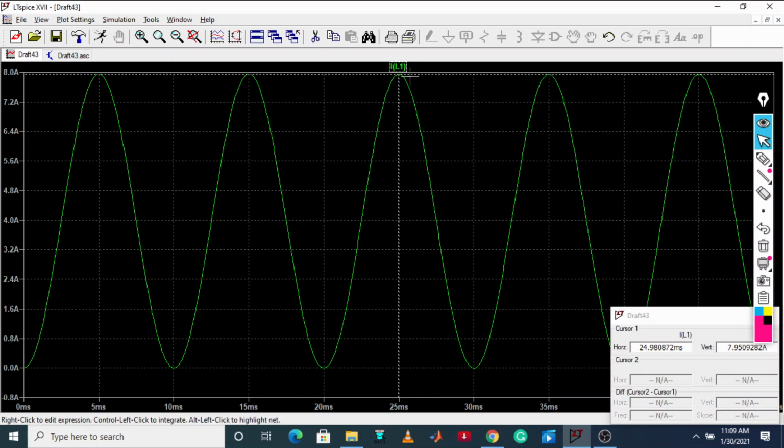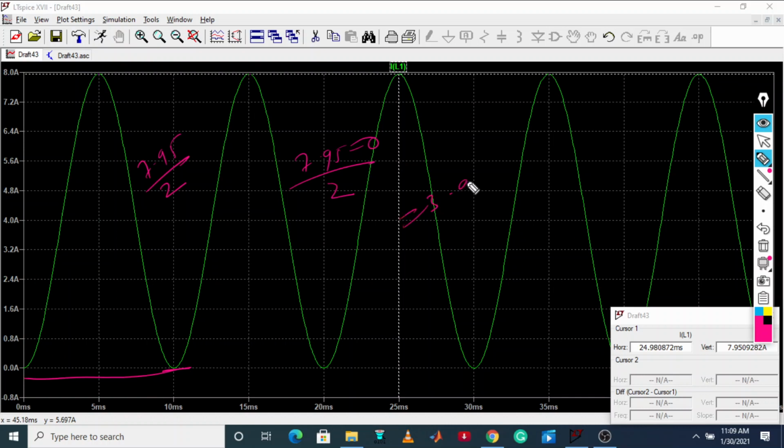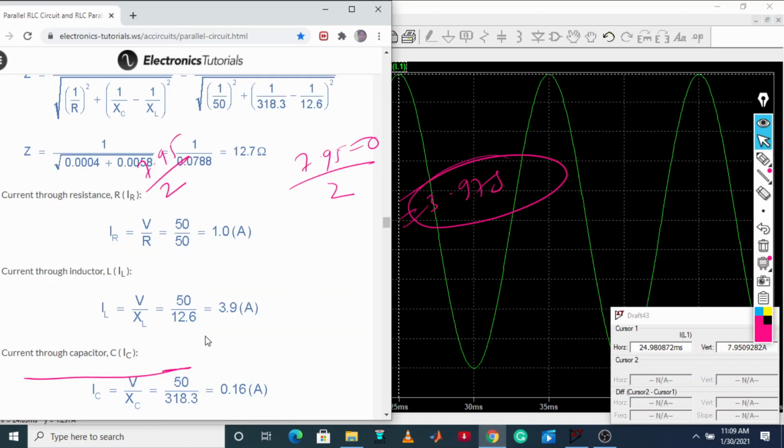Now see, this is 7.95, and if you divide 7.95 by 2, why is it 2? Because the minimum is 0. Now see, this is the minimum. If you see the minimum value, it is 0. So 7.95 minus 0 by 2, if I do it with the calculator, is going to give me 3.975, which is matching with that. If you see that, it is 3.9 ampere.